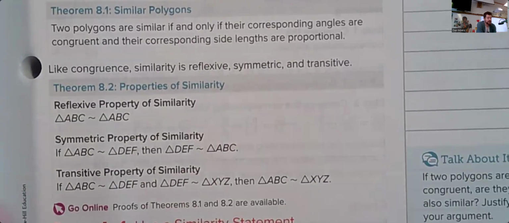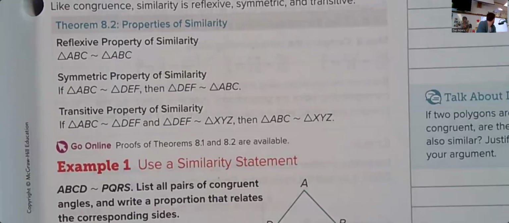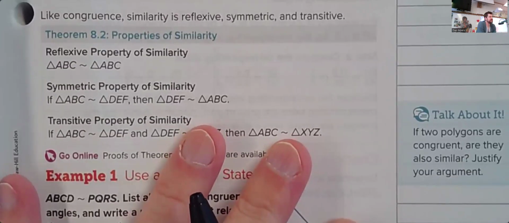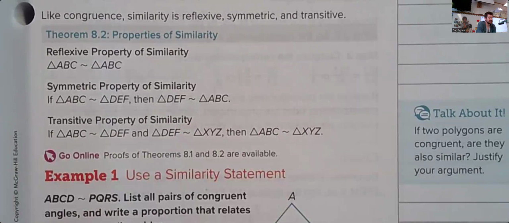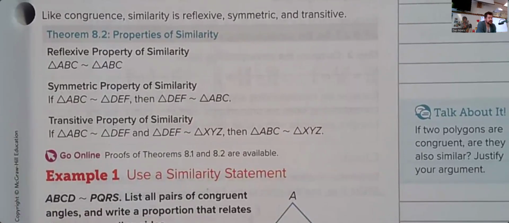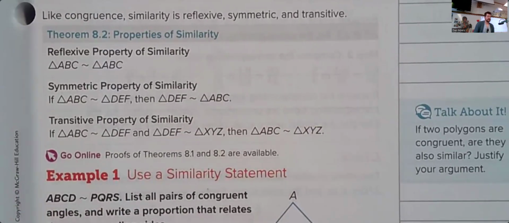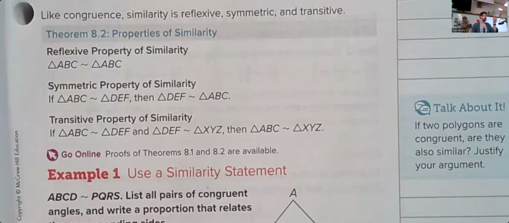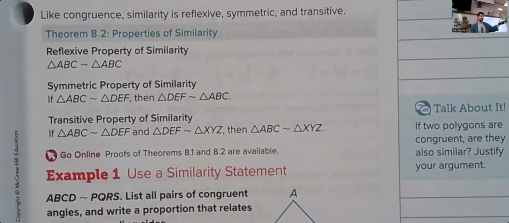So, like congruence, similarity is reflexive, symmetric, and transitive. That's what we were dealing with, like with proofs and things like that. Reflexive means something would be similar to itself. Symmetric just means you can flip around a statement and it means the same thing. Transitive means if the first thing is similar to the second and the second is similar to the third, then the first is similar to the third. So those are kind of like the ideas of proofs that we were using.